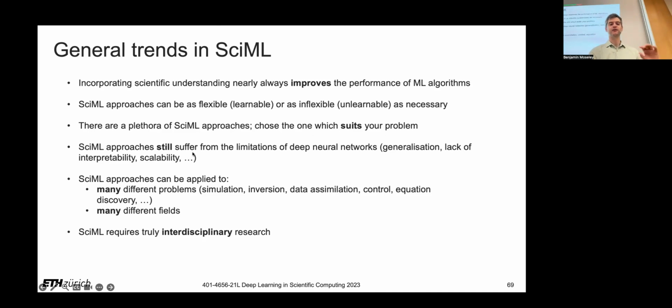And even though we're using neural networks, we've seen that the techniques we've studied have their own limitations, and they still suffer from the limitations of neural networks. So it's all about understanding the pros and cons and using the right technique at the right time. Hopefully we've convinced you that you can apply it to these general types of problems: simulation, inversion, data assimilation, equation discovery, and we've given you examples across many different fields as well.